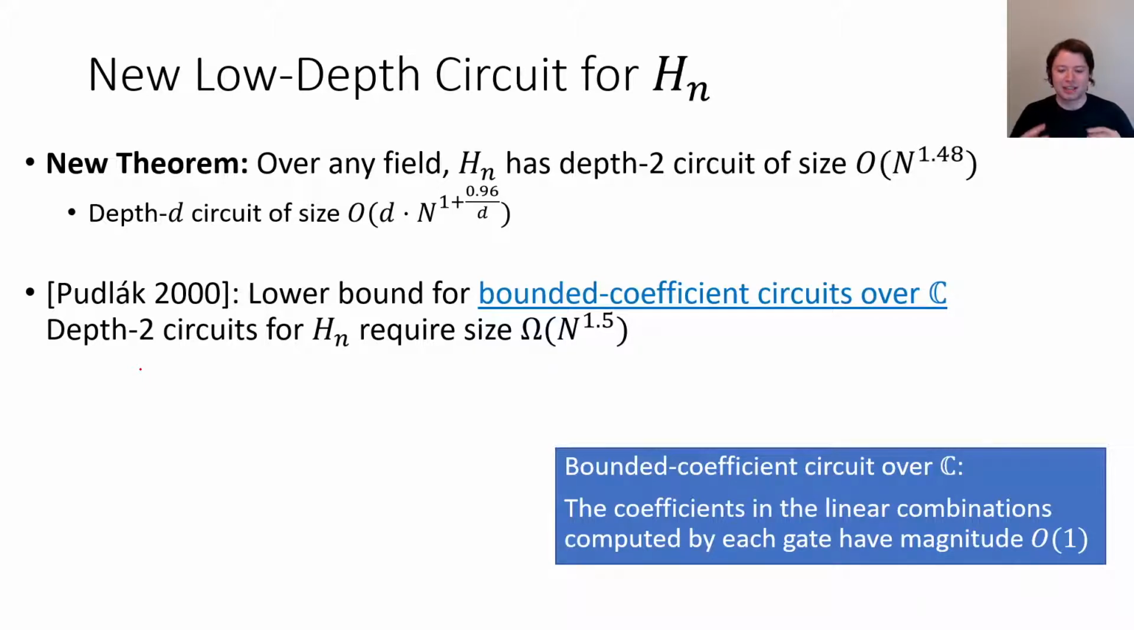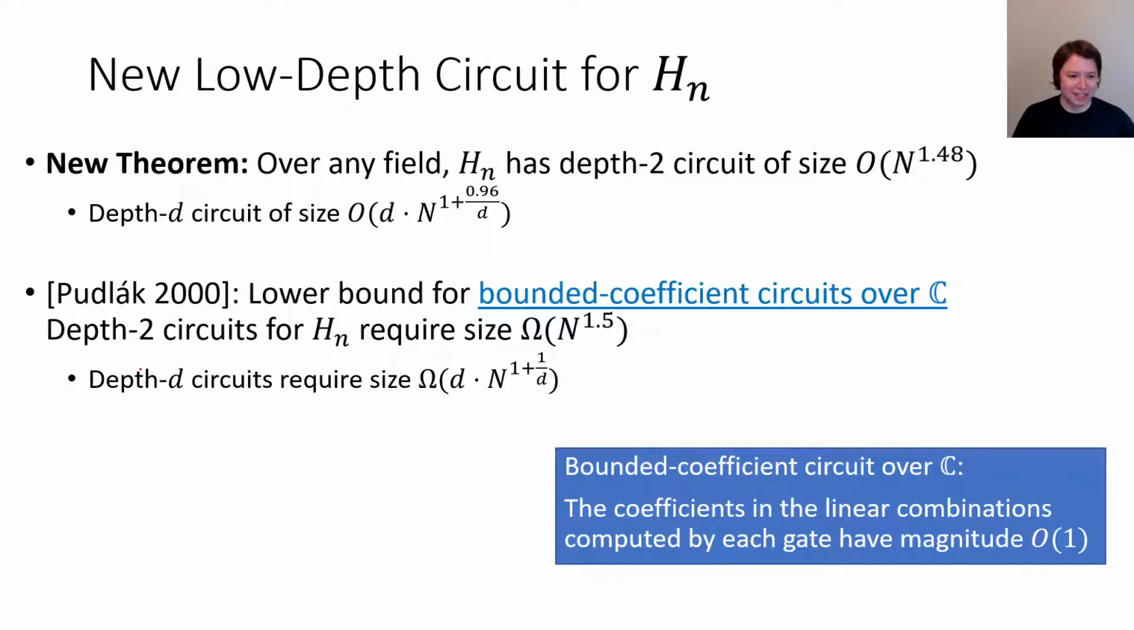So if you restrict yourself to bounded coefficient circuits, then in depth 2, you actually need size n to the 1.5. And more generally, in depth d, you need size d times n to the 1 plus 1 over d. Our new result overcomes this barrier by using larger coefficients as part of the circuit. We end up using coefficients whose magnitude is like n to the power of a small constant, something like n to the power of 0.25.